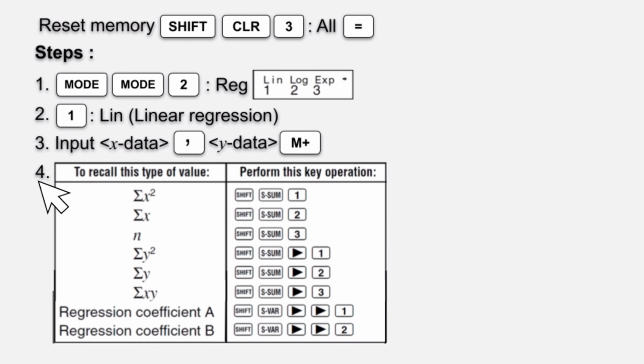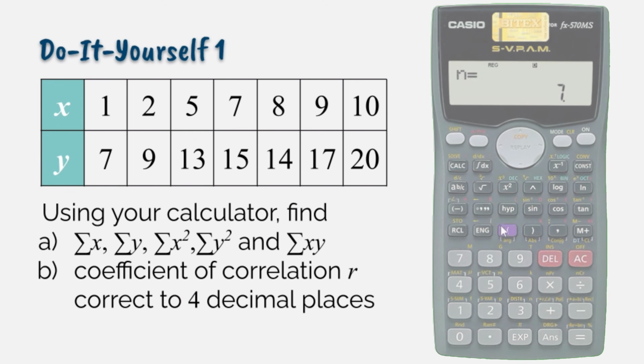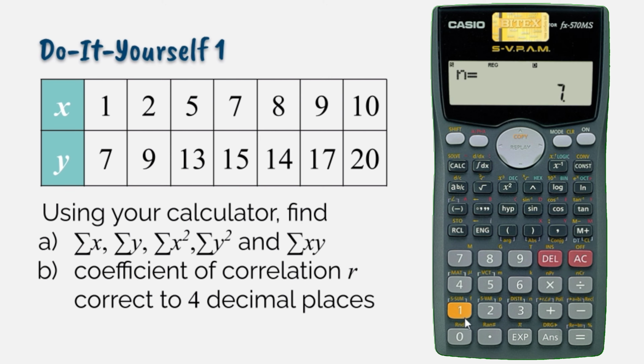The fourth step is to recall this type of value, summation and regression, by performing this key operation. To find the summation, press Shift button 1. To see more view on the screen, use the cursor. For example, press 2 for summation x, then press equals, and the value for summation x is 42.